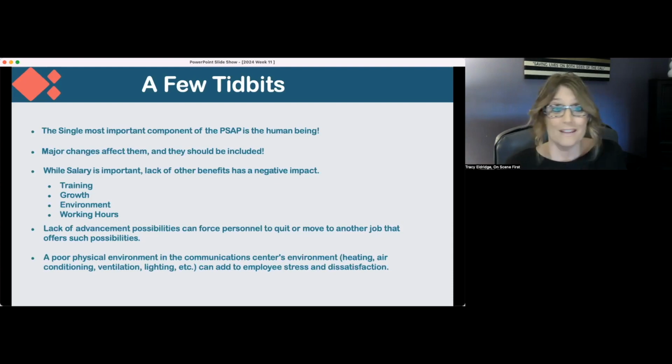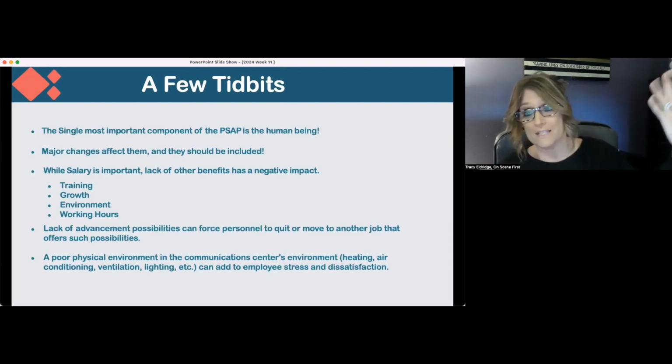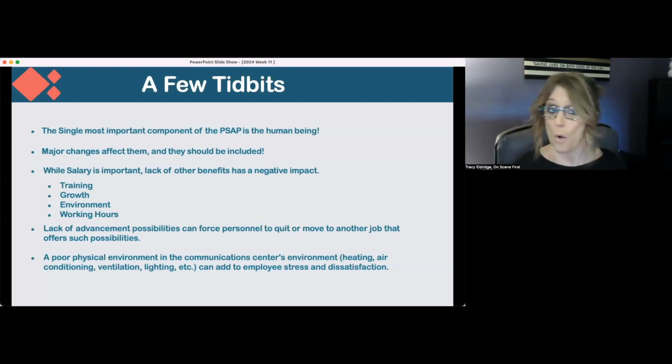As we know, there isn't always room for upward movement in a 911 center. If you look at my center, it was me as the chief dispatcher, and there were no other positions. There wasn't a supervisor's position. Everybody was kind of on the same page. So unless I left, there were not going to be any advancement opportunities. And sometimes folks will seek employment opportunities elsewhere.